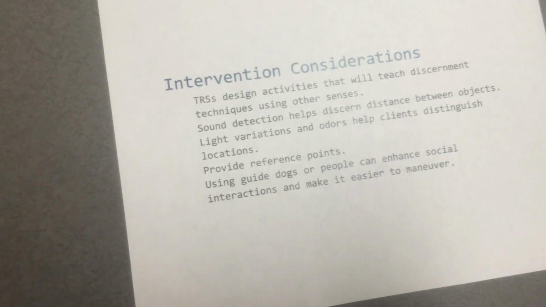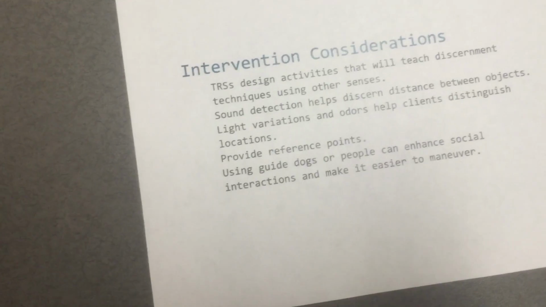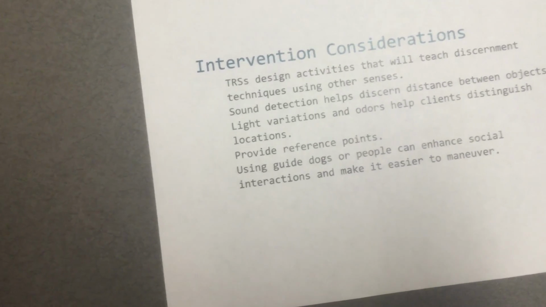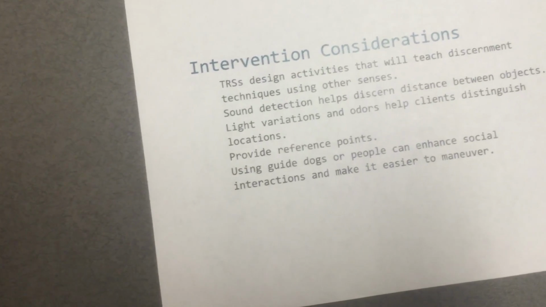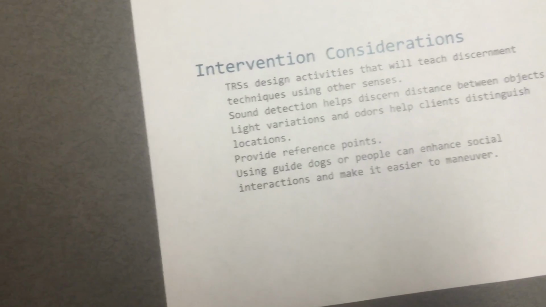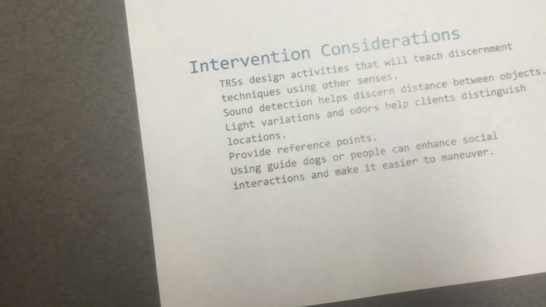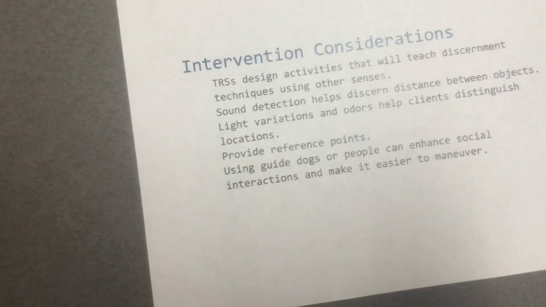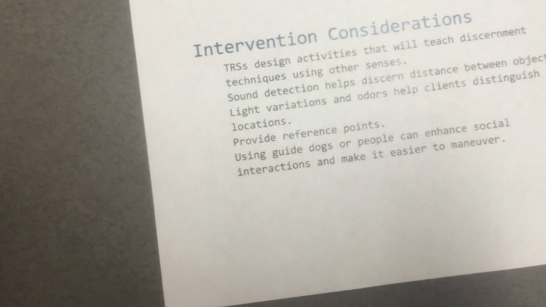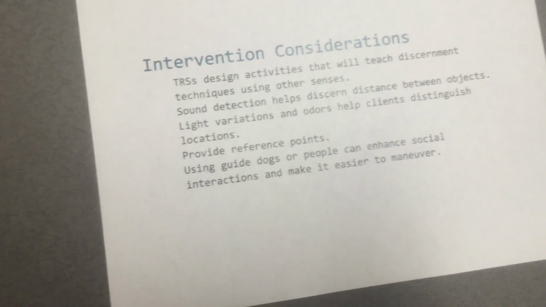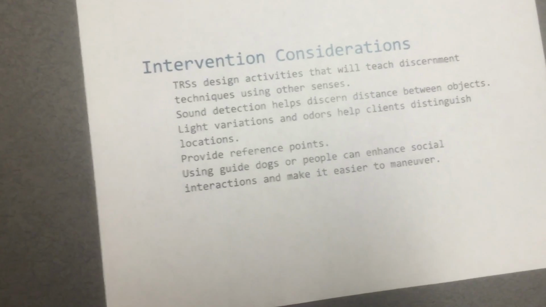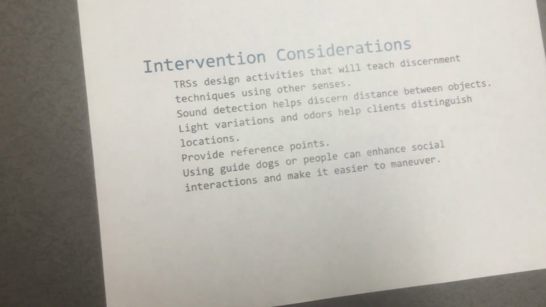Some of the intervention considerations that I want to point out here are that the TRS designs activities that will treat discernment techniques using other senses, and there are sounds and echoes that help discern distance between objects, some light variations with natural versus artificial, and odors that help clients distinguish and remember their locations. And on the very bottom, it says they use guide dogs or people that can enhance social interactions and make it easier to maneuver.